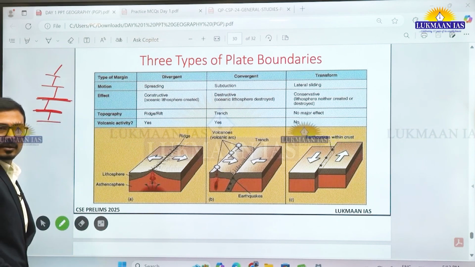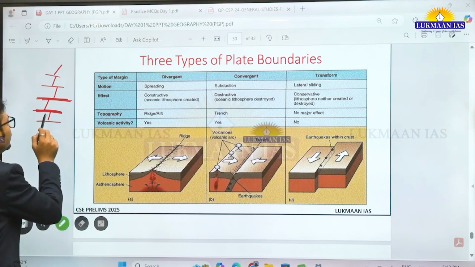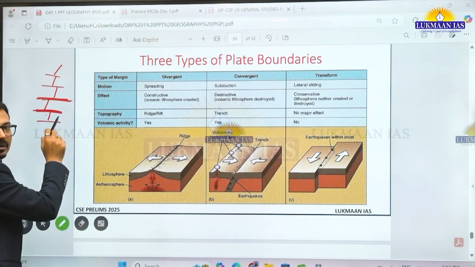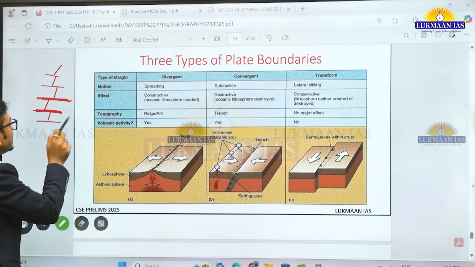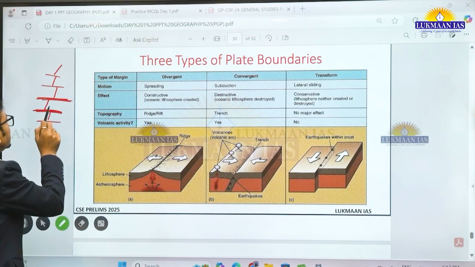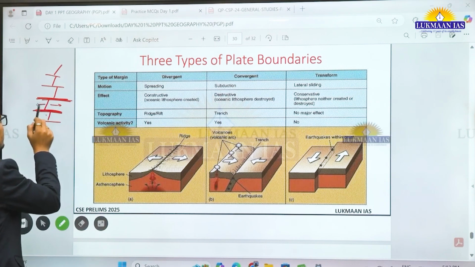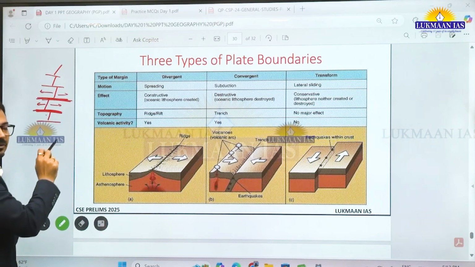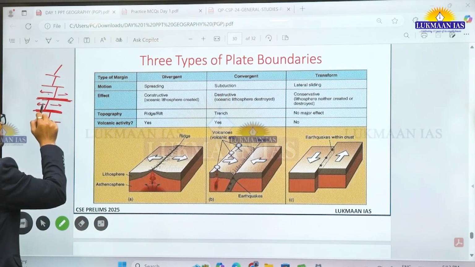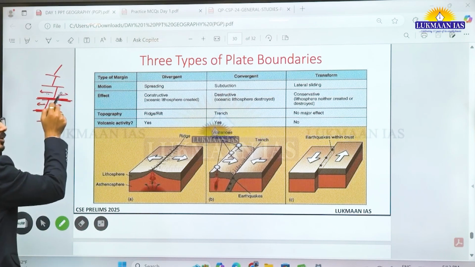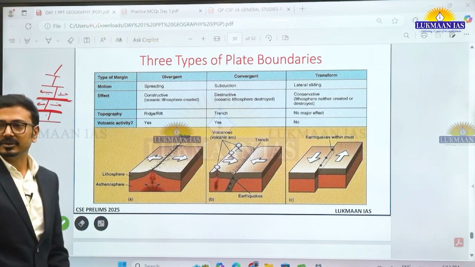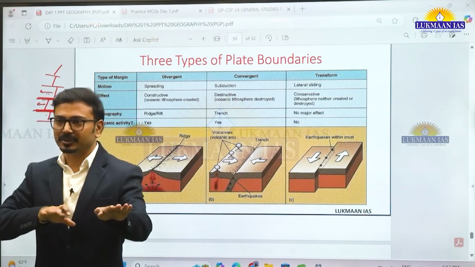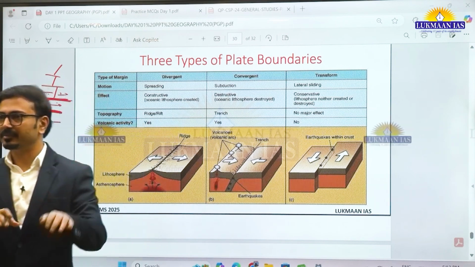Why? Because the rocks which are formed here through volcanic eruption, their movement in this direction and this direction is different from this movement and speed. Because of that, there is a transform boundary formed between these rocks and these rocks, because they are moving parallel to each other at different speeds.